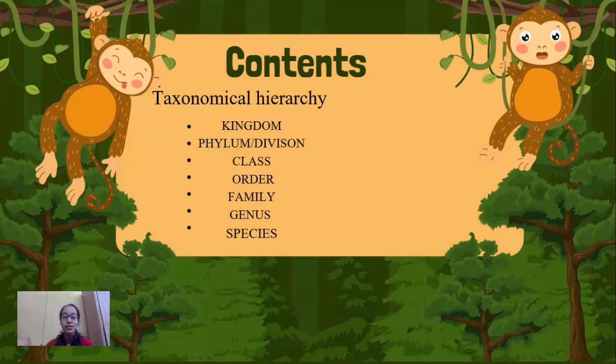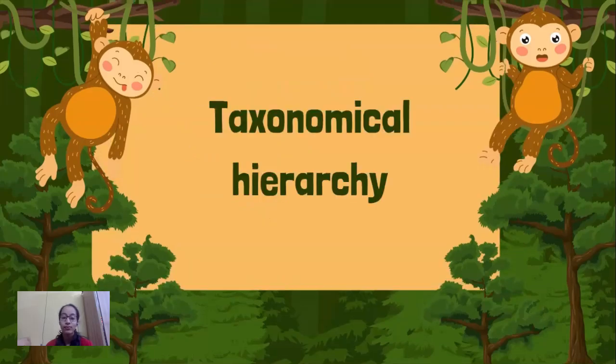Before we start discussing the taxonomical hierarchies in detail, we need to know what a taxonomical hierarchy is. Taxonomical hierarchy is nothing but a way to group organisms into categories based on similarities and relationships. It helps us to organize and understand the diversity of life. Each level or rank is called a taxon, and the system is hierarchical, meaning each group fits inside the next larger group.